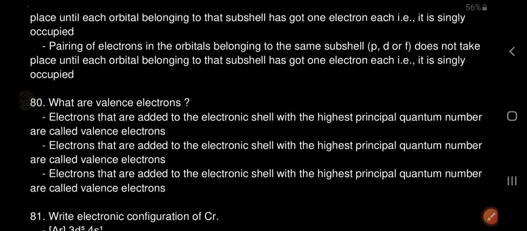What are valence electrons? Electrons that are added to the electronic shell with the highest principal quantum number are called valence electrons.